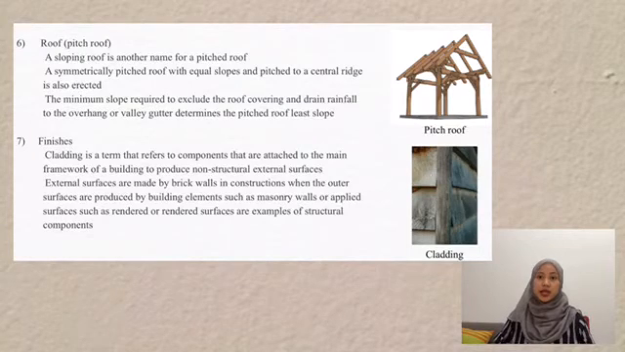Finishes of Perak traditional house is cladding. Cladding is a term that refers to components that are attached to the main framework of a building to produce non-structural external surfaces. External surfaces are made by brick walls in construction when the outer surfaces are produced by building elements such as masonry walls or applied surfaces such as render or rendered surfaces are examples of structural components.